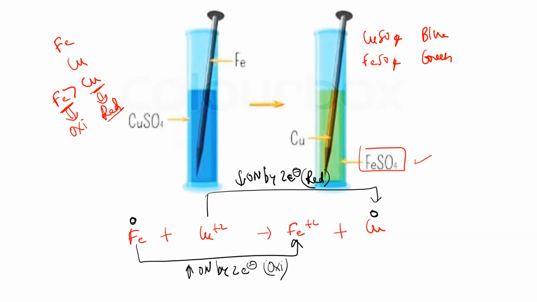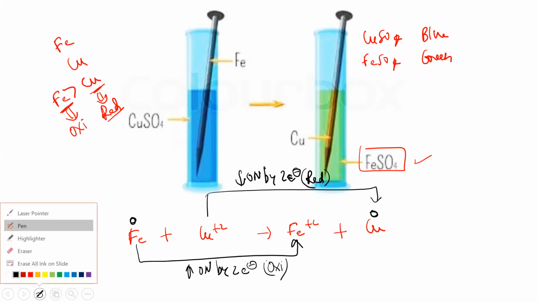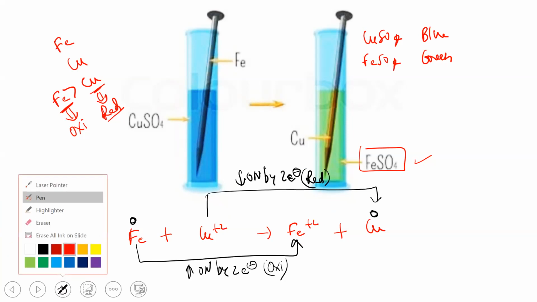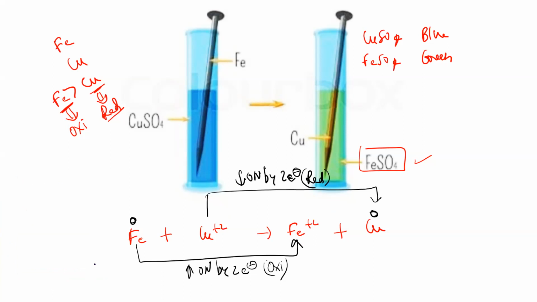Now let's identify the oxidizing agent and reducing agent here. It is very clear in the question itself. Let's discuss them. Iron is getting oxidized, so it is a reducing agent. Similarly, copper ion is getting reduced, so it is an oxidizing agent. So I hope these terms and terminology remain clear to you.